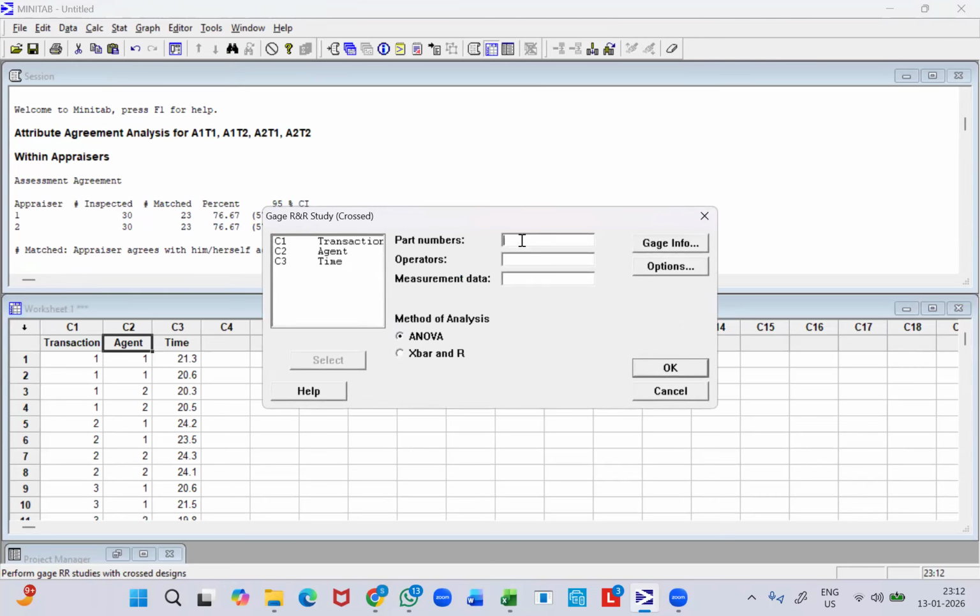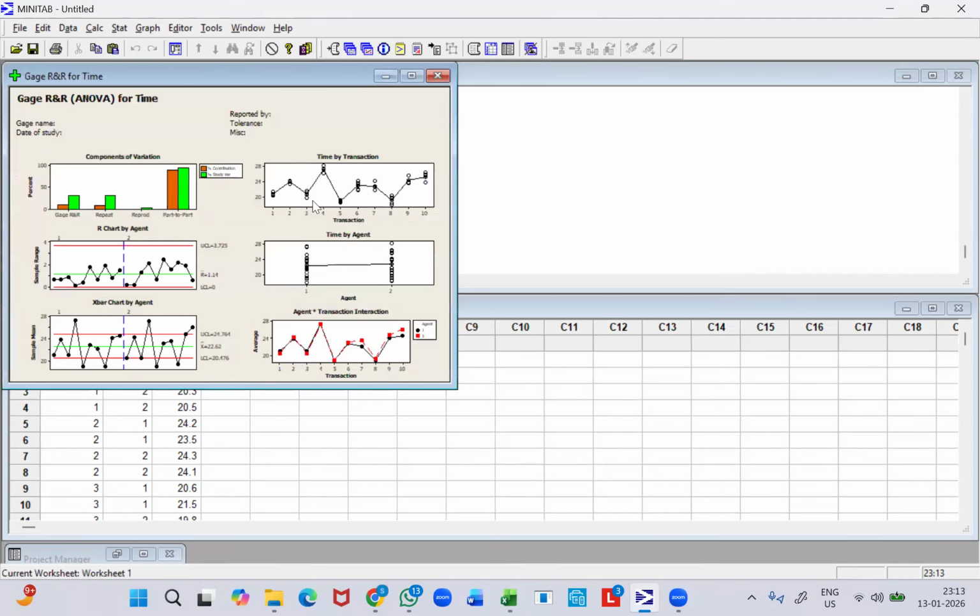So part numbers is nothing but the transaction reference. Double click on that column header so that it appears inside this field. Operators is nothing but the agent reference. Measurement data is the time data. So we can have the method of analysis as ANOVA. We will learn what this ANOVA is in the analyze phase, and we can retain the ANOVA method of analysis for this scenario. And we can straight away click OK.